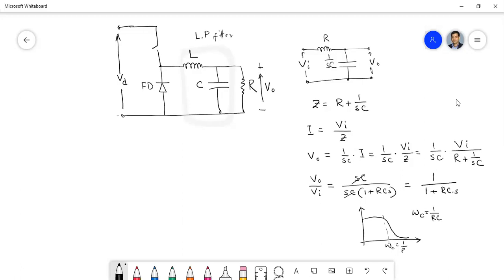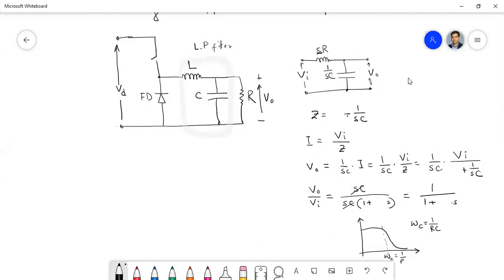Sorry, we have taken R always, so we should take L, not R. So we have made a mistake here. Everywhere we have to take omega or SL. So this is not R, this is basically SL. So accordingly, you have to change all this. So this is SL, and if it is SL, then what will this be? This will be 1 by SC, and what will this be? S square into LC. S square LC.